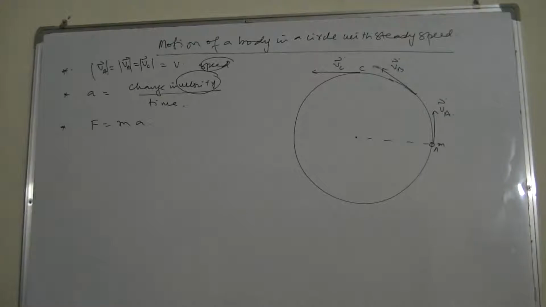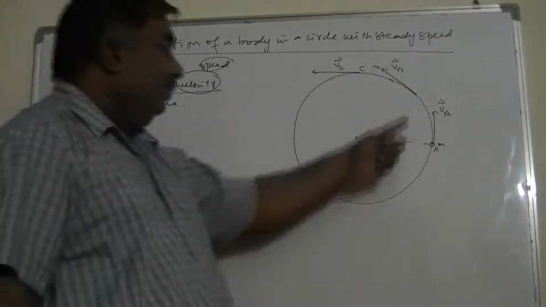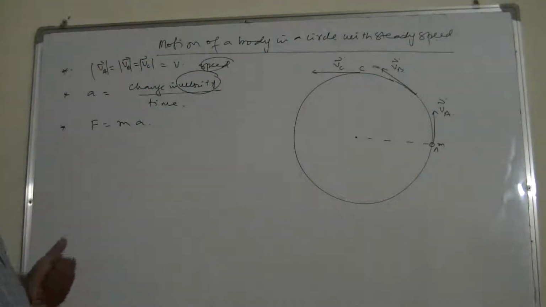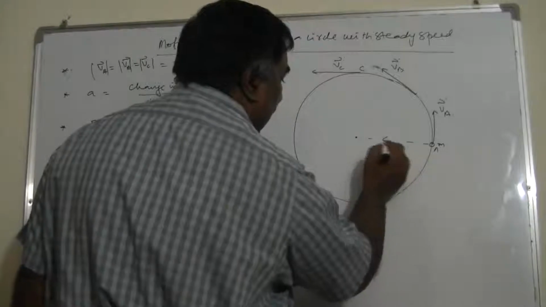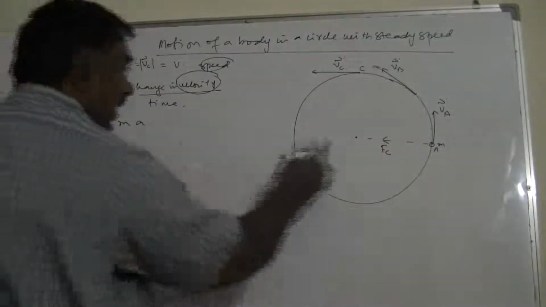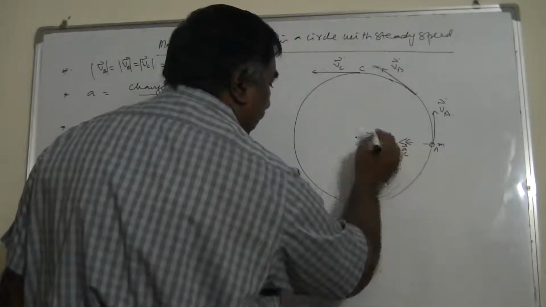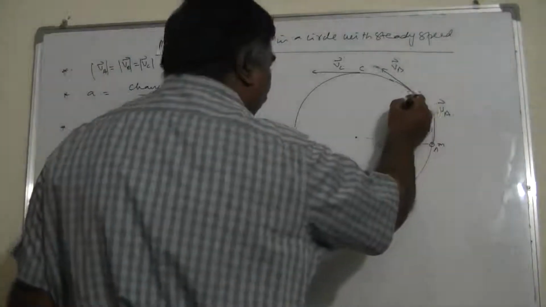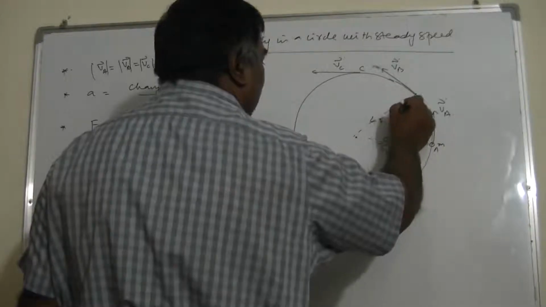So acceleration and force are in the same direction. When we say there is a change in velocity, there must be an acceleration. And if there is an acceleration, there must be a force which is causing it. That force is known as centripetal force and is directed towards the center. If the force is directed towards the center, the acceleration should also be directed towards the center at each point. When the body reaches here, force will be directed here to the center, and acceleration is also directed here to the center.